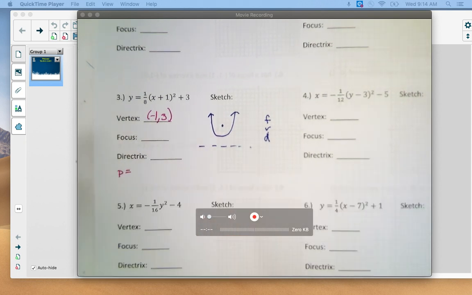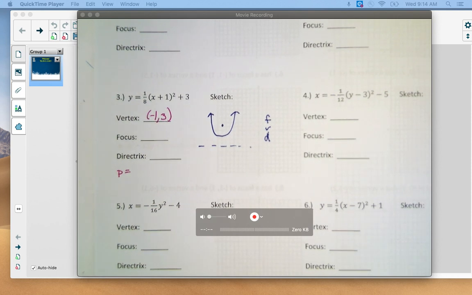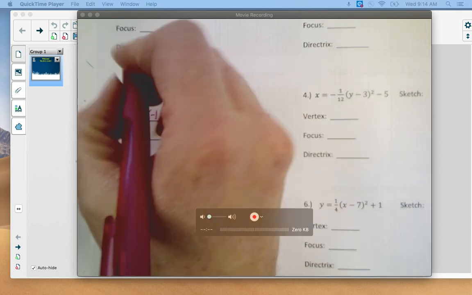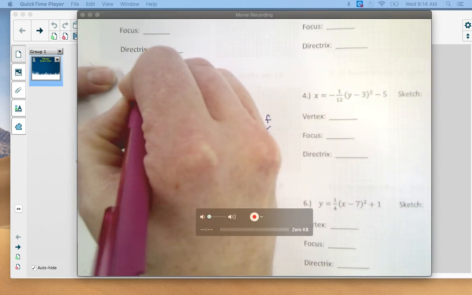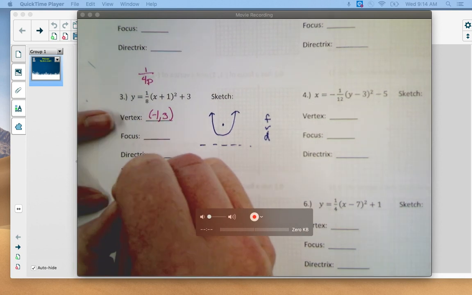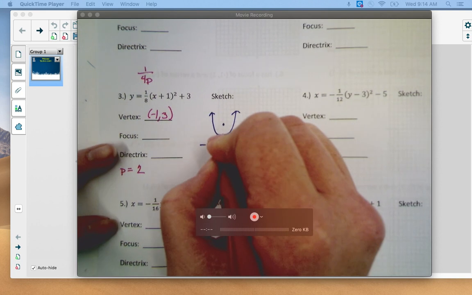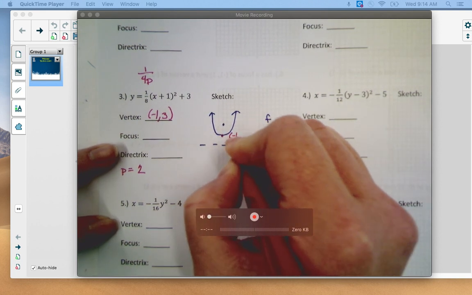Now, before I even go for the focus or the directrix, can you add your 4th value down here? Can you tell me your P? Now, you could do some math for it, but can you look at this one and just tell me if this is the 1 over 4p portion of our equation, what would our p value be? Do we agree with 2? All right, right away, right? P is equal to 2. Now, I know my vertex, and I'm even going to label that. That's negative 1, 3.